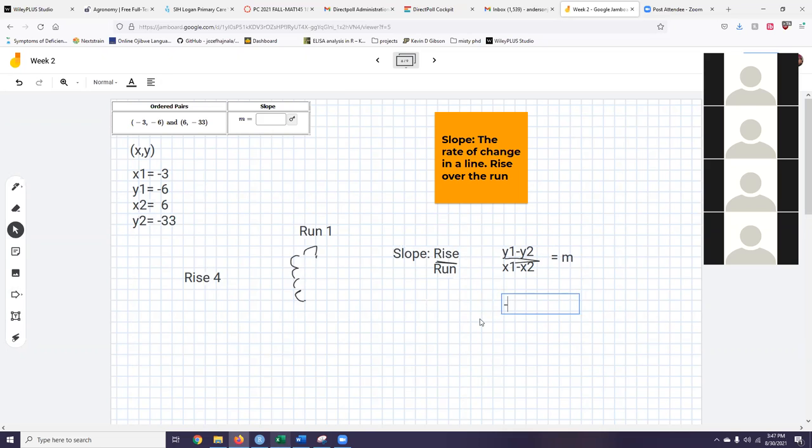So -6 minus -33. Whenever you have these, please put in the parentheses if you have a second negative, because things cancel out. -3 minus 6.